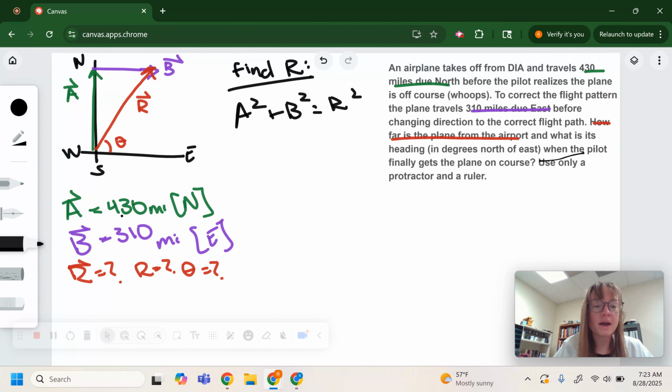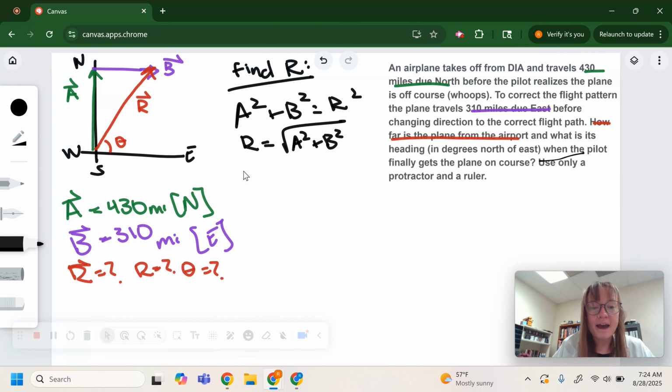Step 1 is to write your givens. Step 2 is to write your formula, which in our case is the Pythagorean theorem. Step 3 is to rearrange to solve for what you're looking for. We are looking here for r. That's the magnitude of the r vector. To find the magnitude of the r vector, we can algebraically rearrange by square rooting both sides, and we get that r is equal to the square root of a squared plus b squared, like this.